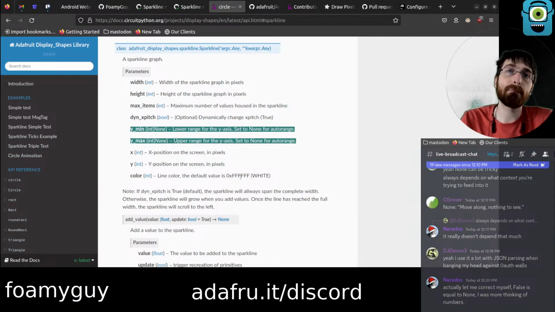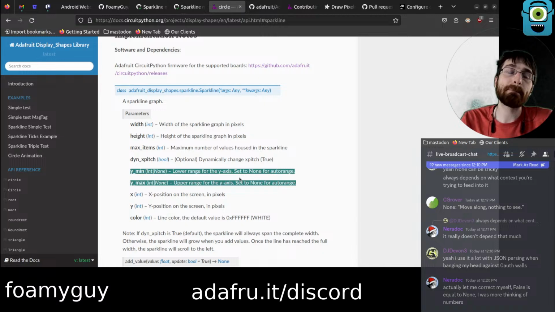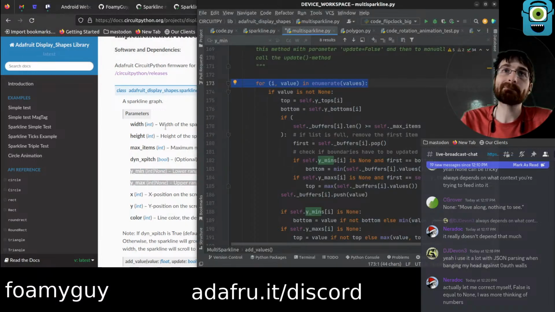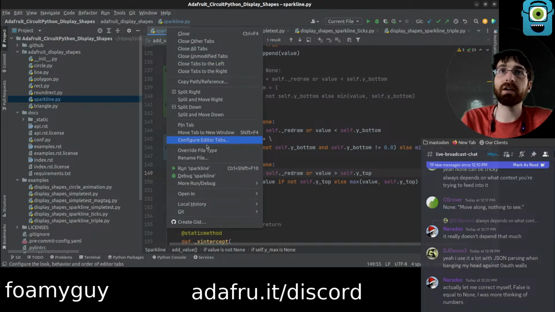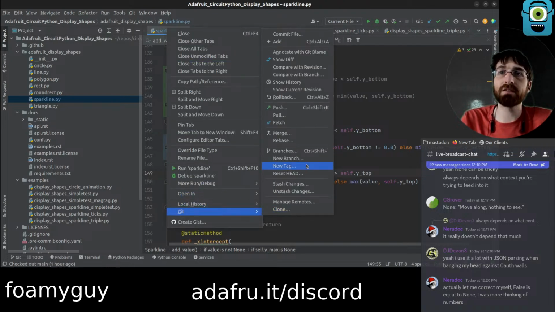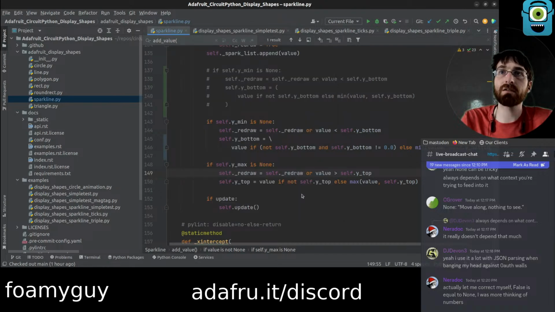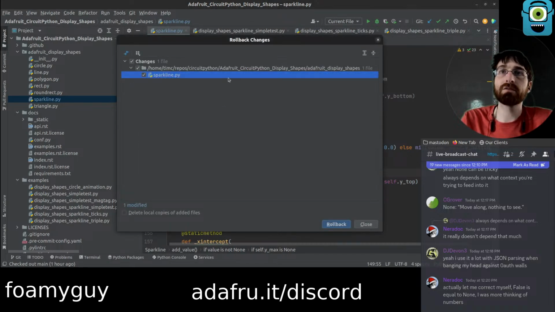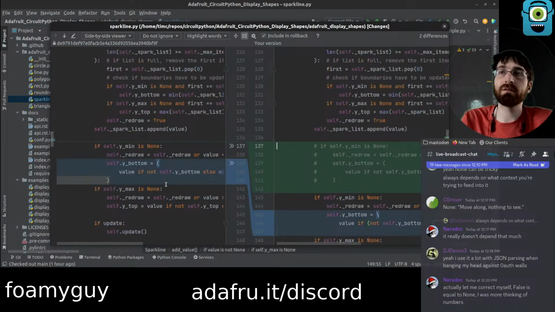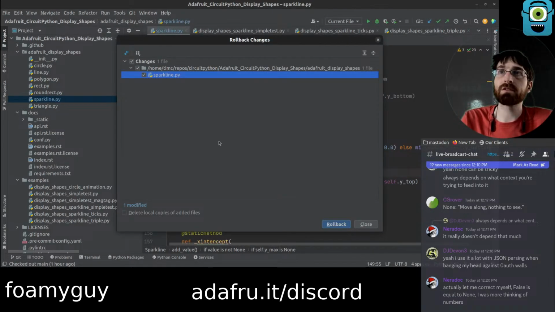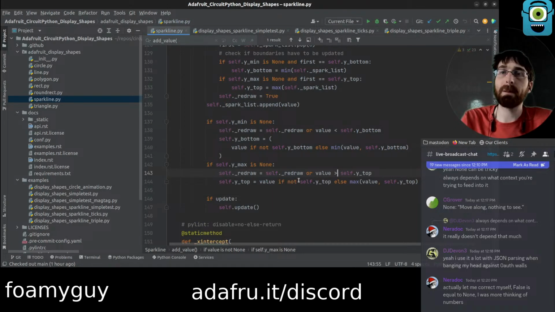So let me look back at the old code, and let me look back at it unmodified. Let's just roll back. Yeah, I think just that one block of code there, but with an extra new line further down.